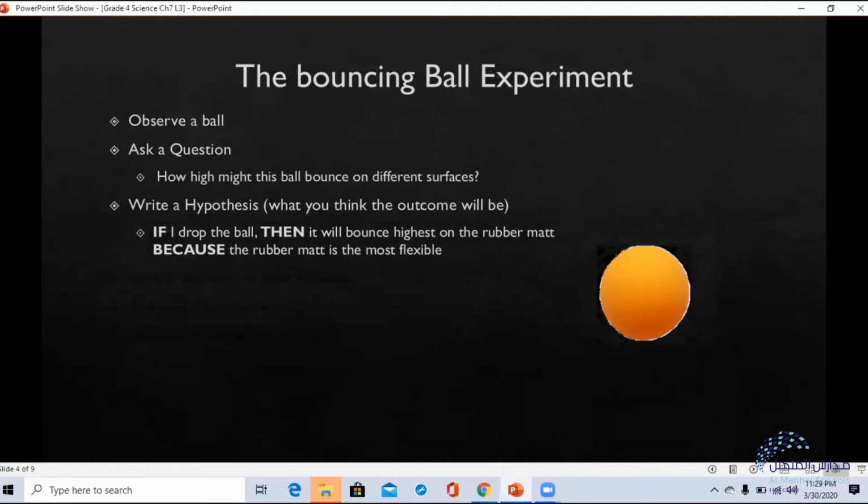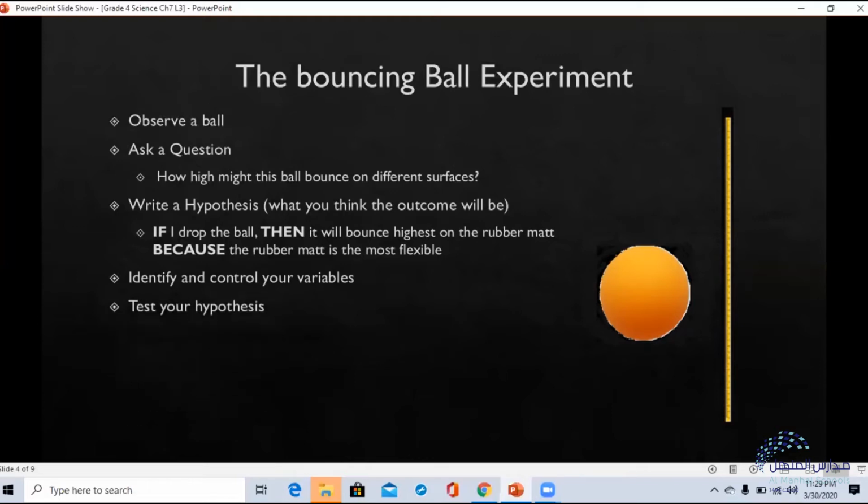So my hypothesis is that if I drop the ball, then it will bounce highest on the rubber mat because the rubber mat is the most flexible. Identify your controllable variables, which means my controllable variable will be the height that I'm dropping it from and also the surfaces that I'm dropping them on.